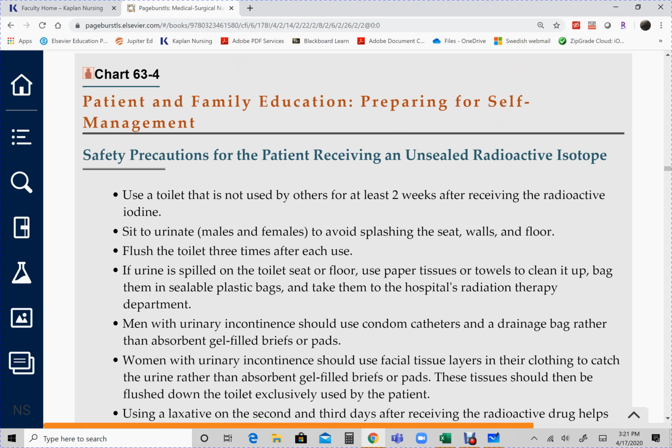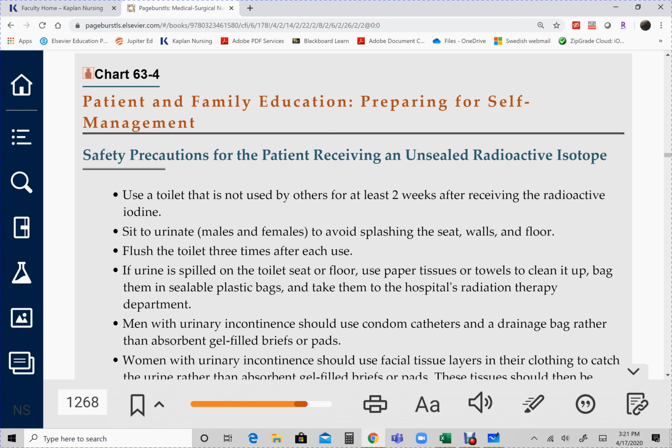Alright, so again, the chart shown in chapter 22 was for a sealed radiation. If you remember, for a sealed radiation, the patient is radioactive because the radiation source is inside the patient's body. However, since they are sealed, they therefore do not enter body fluids. So anything wet coming out of the patient isn't radioactive. Well, chart 63-4 on page 1268.